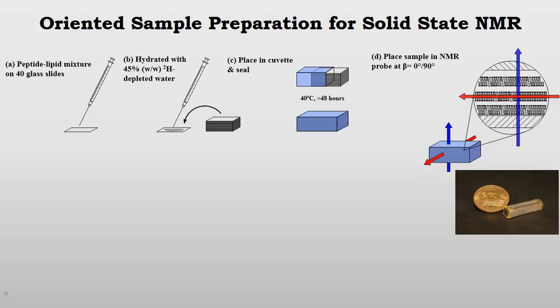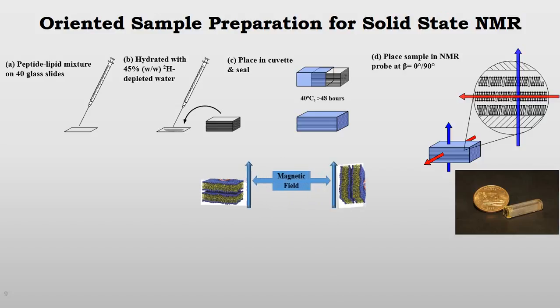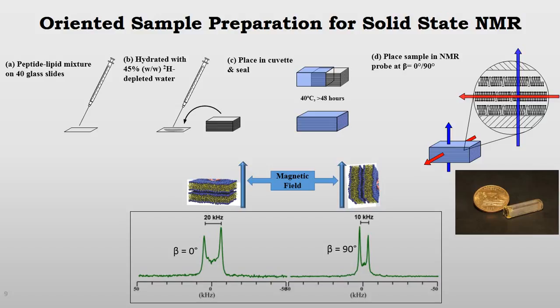The samples are then placed in NMR probes at an angle that is either parallel or perpendicular to the magnetic field. That is called beta 0 or beta 90 respectively. The methyl side chains of the deuterated alanines have fast rotation, and hence the quadrupolar splitting measured at beta 90 is half of that at beta 0.